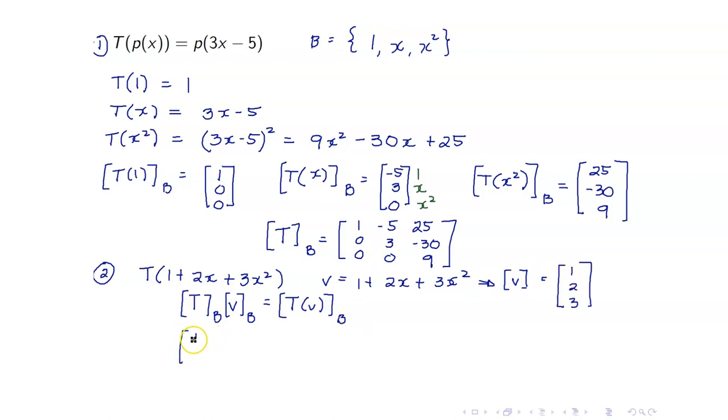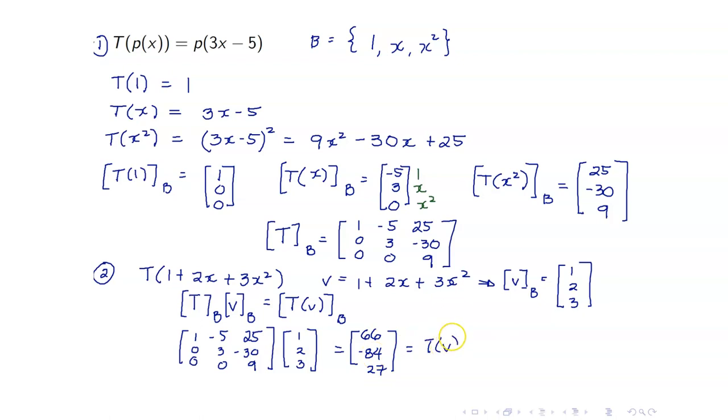We now substitute. When you multiply that to the coordinate vector of v with respect to B, this will be the coordinate vector of T of v with respect to B. This product is equal to 66, negative 84, 27. This is our coordinate vector of T of v with respect to B, which means that T of v is equal to 66 times 1 minus 84x plus 27x squared.